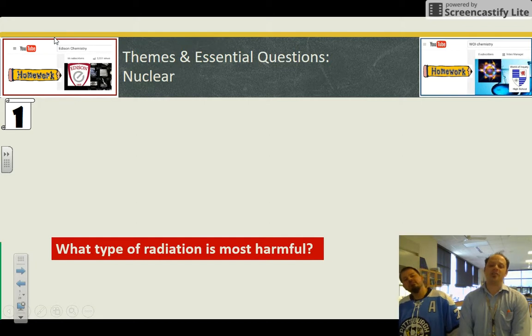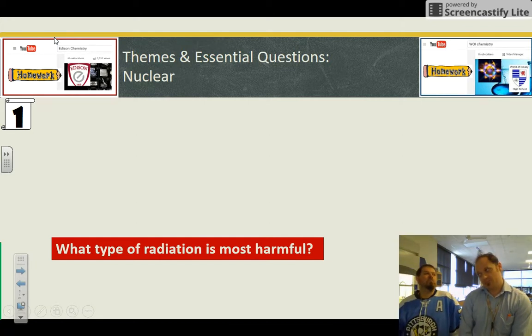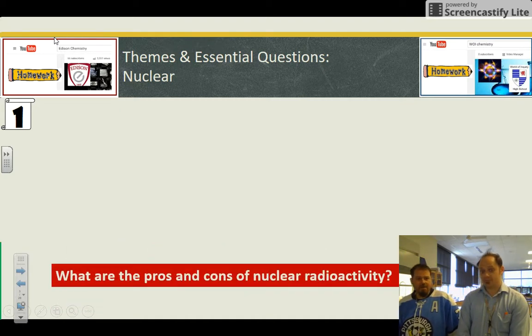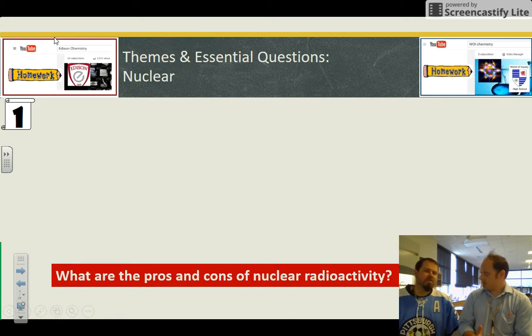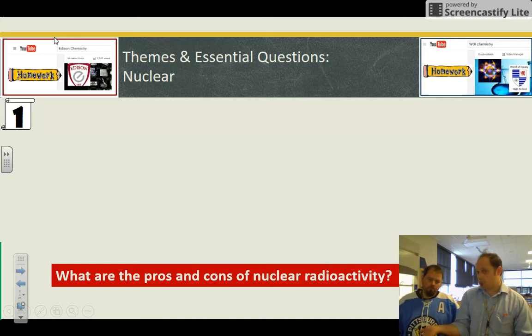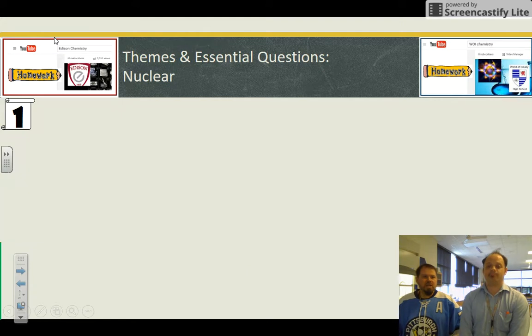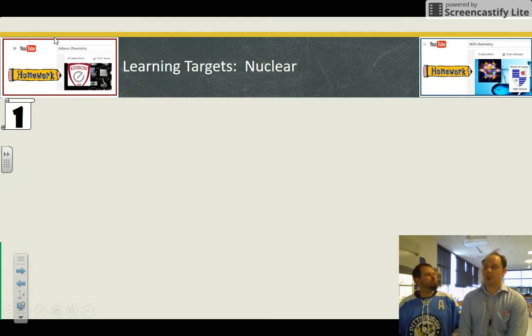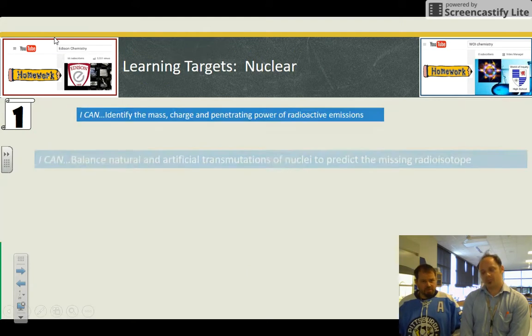What type of radiation is most harmful? There's a few different kinds of radiation. One of them is the boogeyman. What are the pros and cons of nuclear radioactivity and nuclear power, and fission and fusion reactions? There's got to be some good and some bad. What are they? And then what we will be able to do when we are done with this unit.